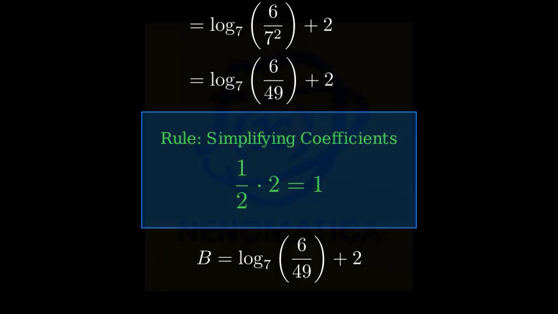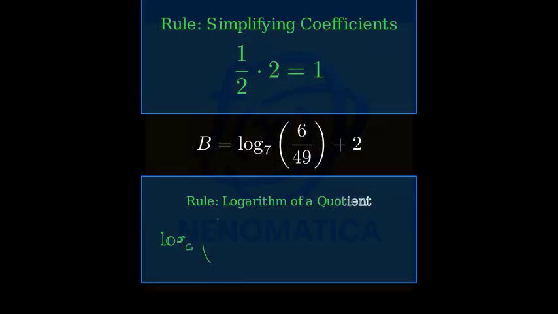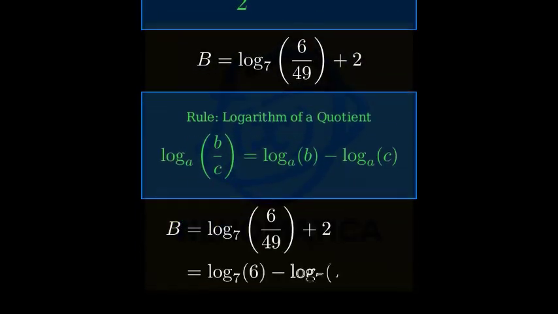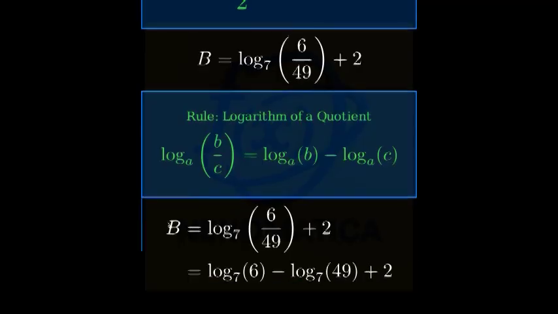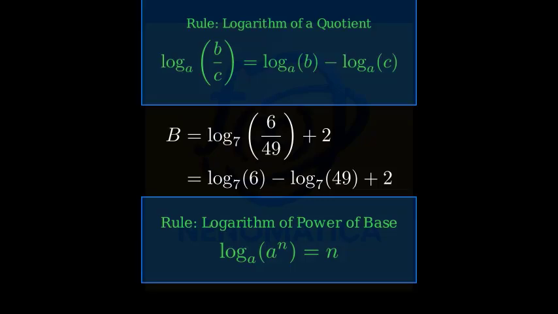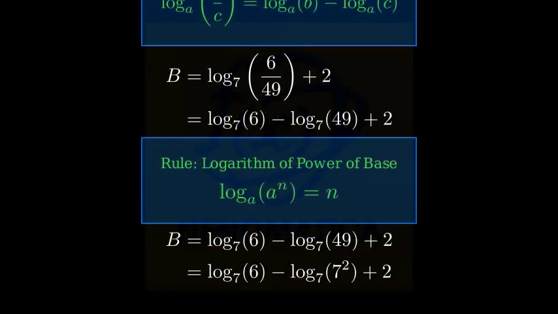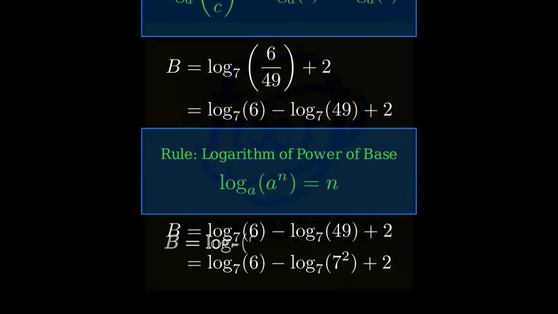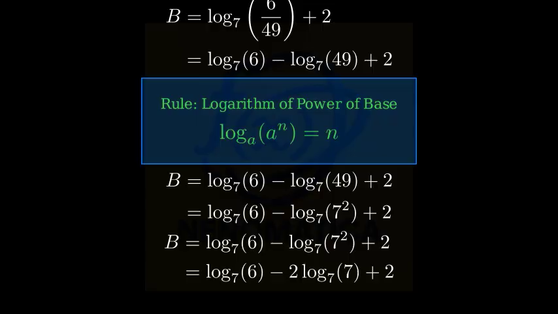Let's continue simplifying B. We can use the logarithm property that log base a of b over c equals log base a of b minus log base a of c. So B equals logarithm base 7 of 6 minus logarithm base 7 of 49 plus 2. Since 49 equals 7 squared, we can use the property that log base a of a to the power of n equals n. Therefore, B equals logarithm base 7 of 6 minus logarithm base 7 of 7 squared plus 2. This gives us logarithm base 7 of 6 minus 2 times logarithm base 7 of 7 plus 2.